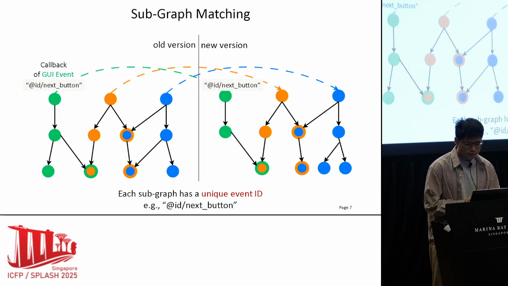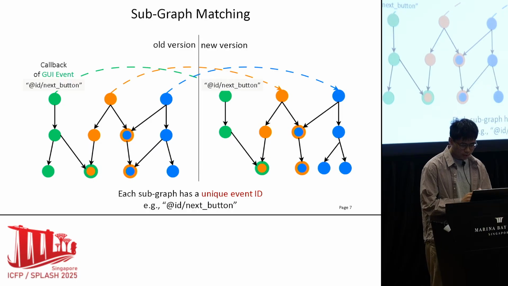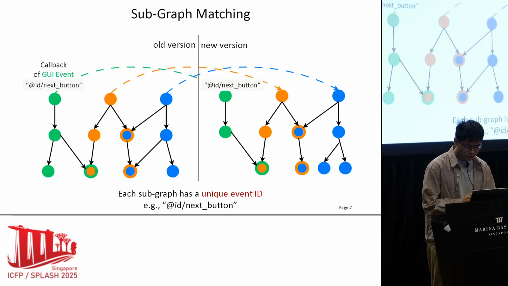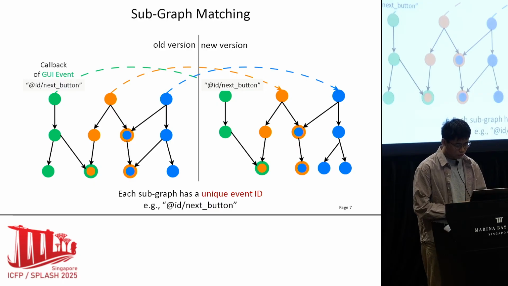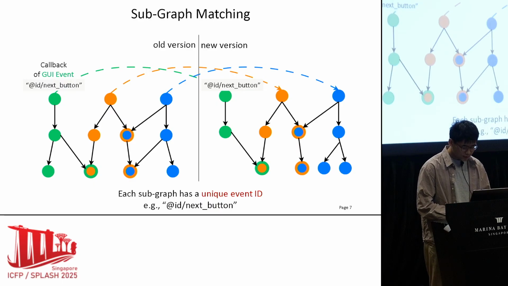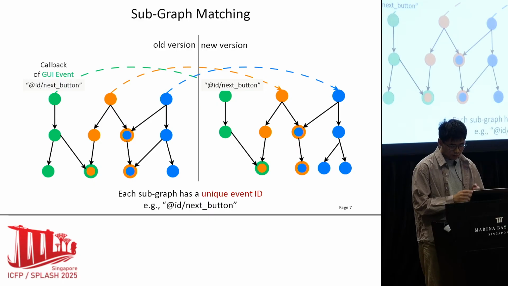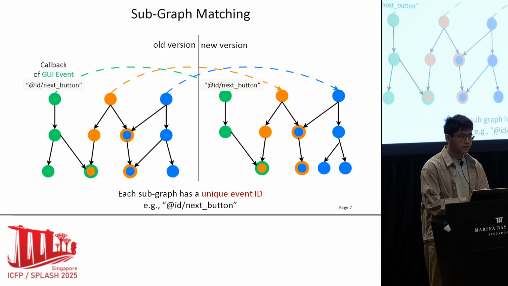Once we have these smaller subgraphs, we need to match them across versions. We do this by finding the unique event ID of each subgraph, which tends to be stable across versions. For example, the subgraph marked with green has a unique ID, next button. And in the newer version, there is a subgraph which has the same unique ID, next button. Then we can match them by matching this unique ID.